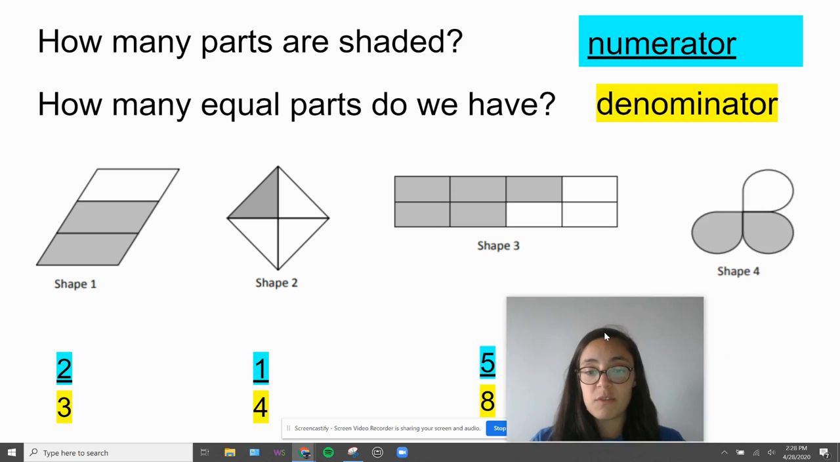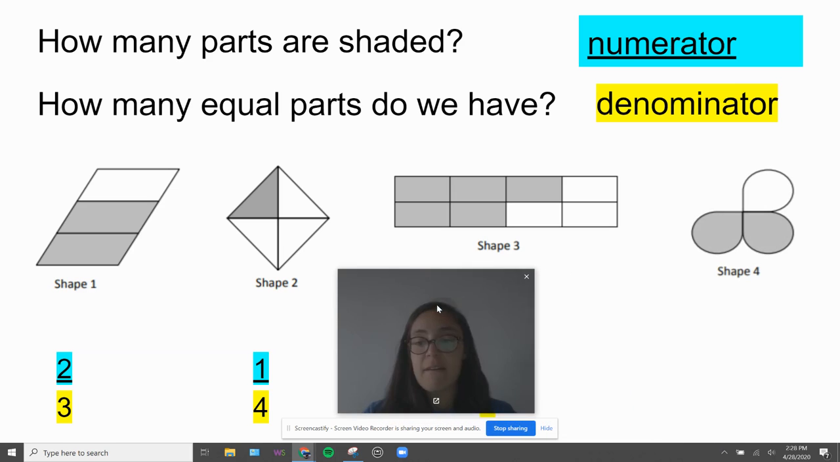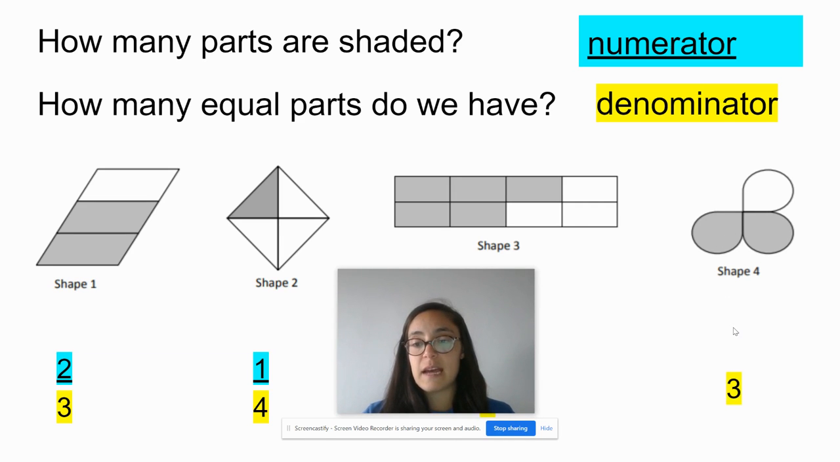And the last one, let me move myself. I have a shape of this, and I have 3 as my total, and I have 2 out of 3 shaded. Now, this one can be a little bit tricky because it only has 3 parts and it's not fully complete, and that's okay. As long as each part is the same size, it's okay to have it like this. So this would be my 2/3 part.